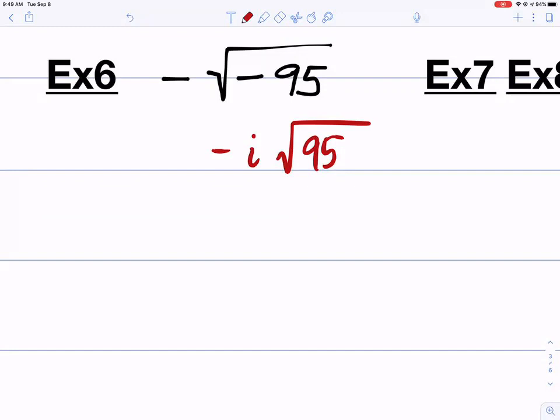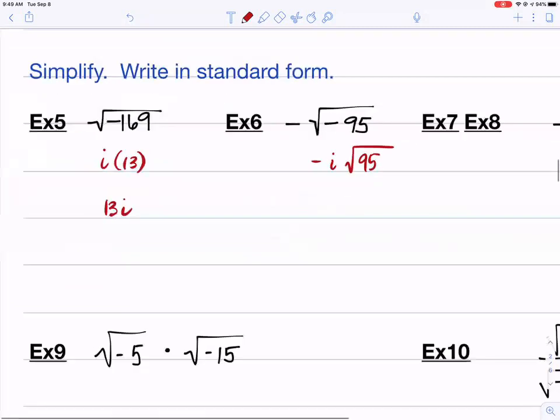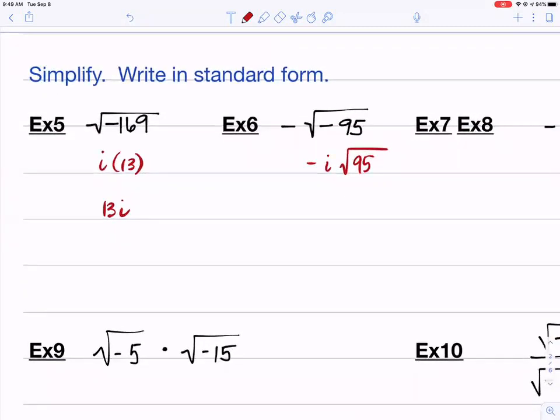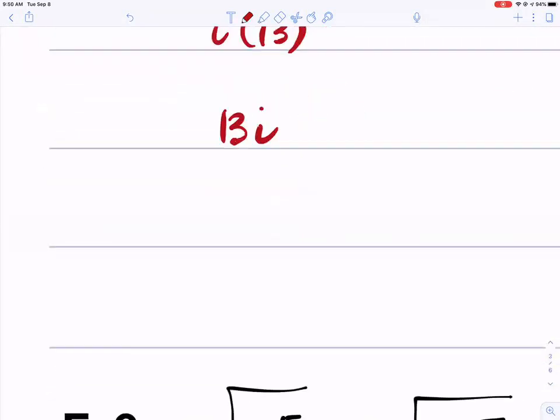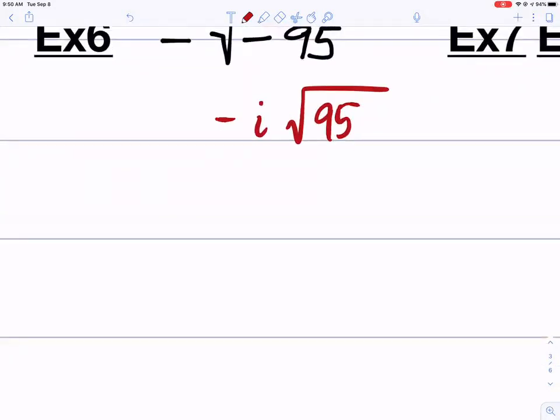Now I do want to draw your attention to the directions, because the directions say I'm supposed to write in standard form. And I haven't done that yet. If I were to take example number 5 and write it in a proper standard form, what is it that I would need to tack onto it? 0 plus, where I have an actual a plus bi. Okay, and then if I were to take the next example and turn it into standard form, what would that look like? 0 minus i root 95.